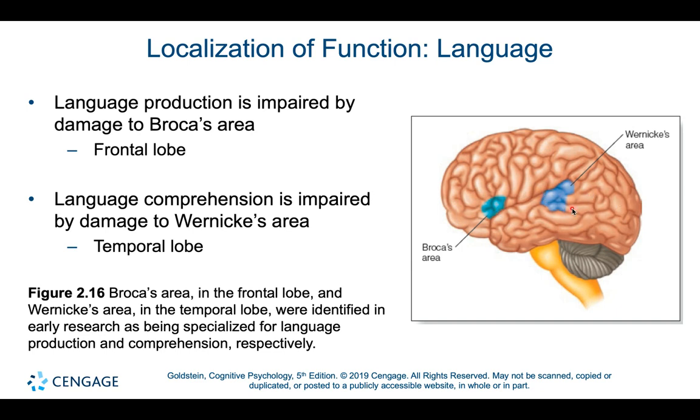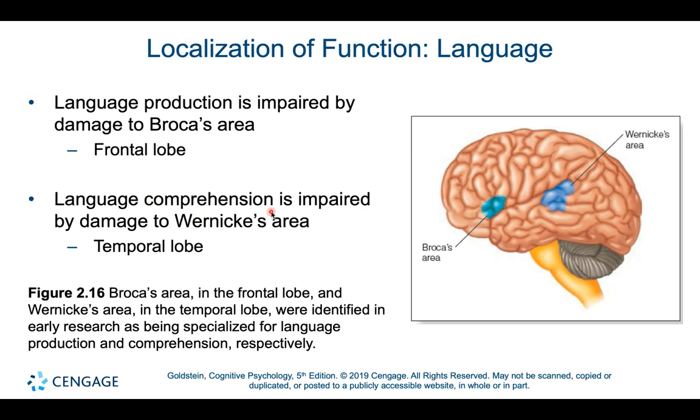Versus Wernicke's area, which is back here in the temporal lobe, Wernicke's area governs language comprehension, meaning you might have a difficult time understanding other people's speech, and you might have a difficult time producing comprehensible speech. So damage to Broca's area more or less leaves you unable to even attempt to speak, whereas damage to Wernicke's area, you can speak and you can make the noises of speech, but the comprehension of that speech is impacted.